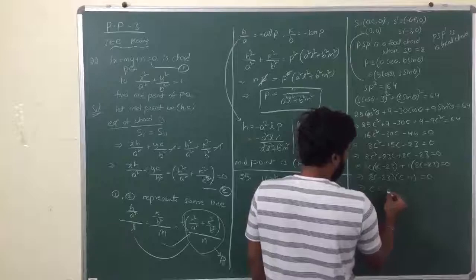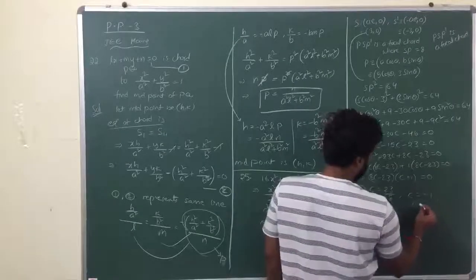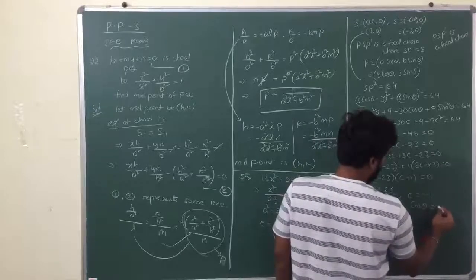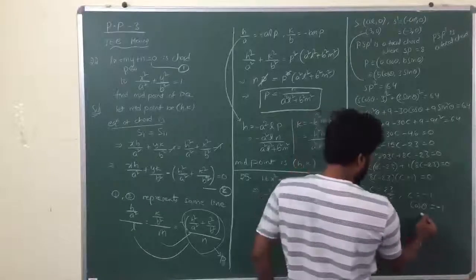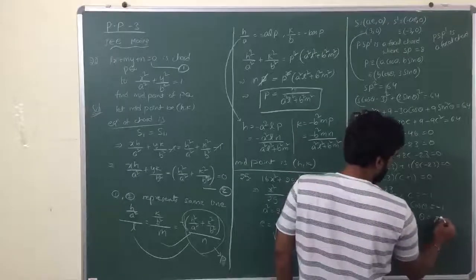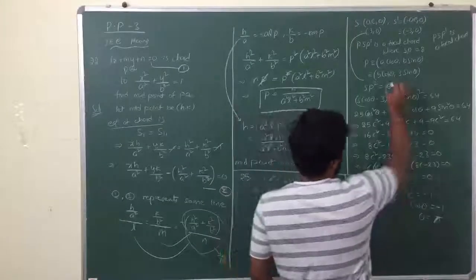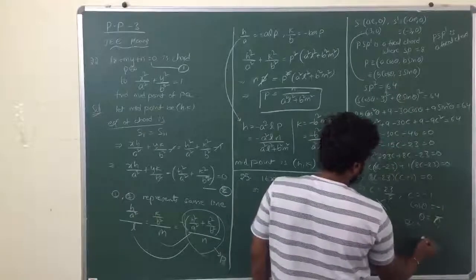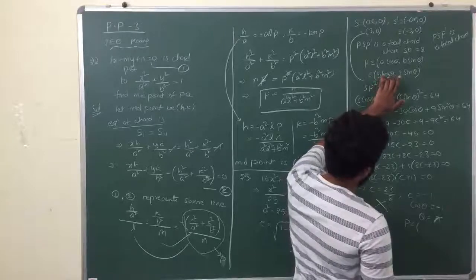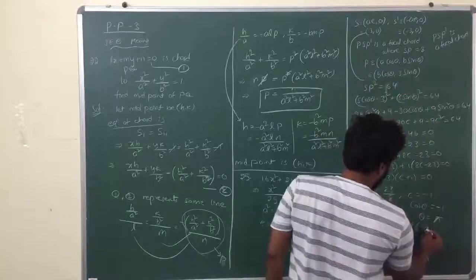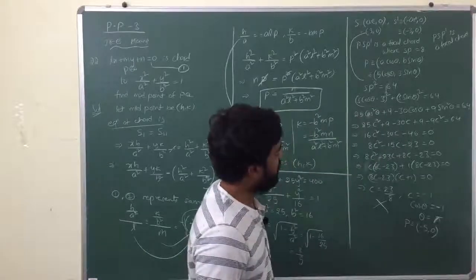C is equal to 23 by 8, which is not possible. And c is equal to minus 1. So cos theta is equal to minus 1. If cos theta is equal to minus 1, what is theta? Pi. If theta is pi, so point P is cos pi minus 1, sin pi 0, minus 5 comma 0. Okay, point P is minus 5 comma 0.